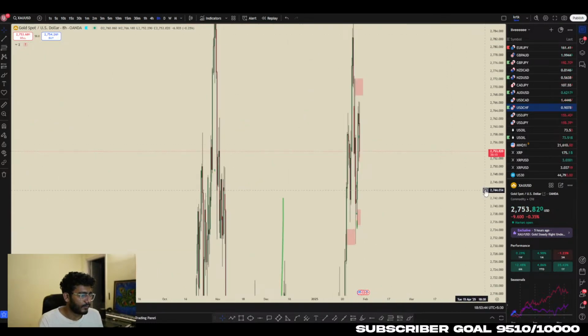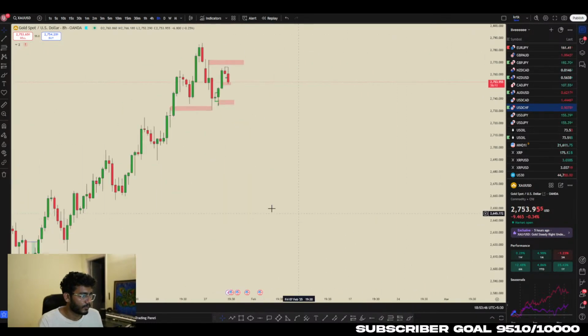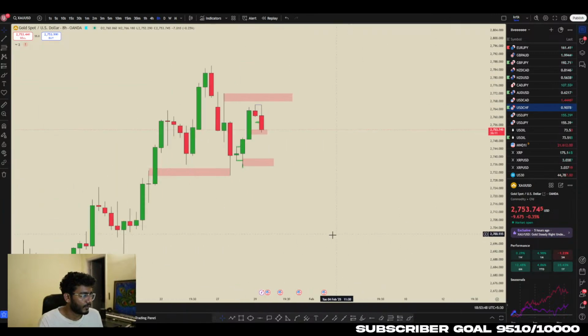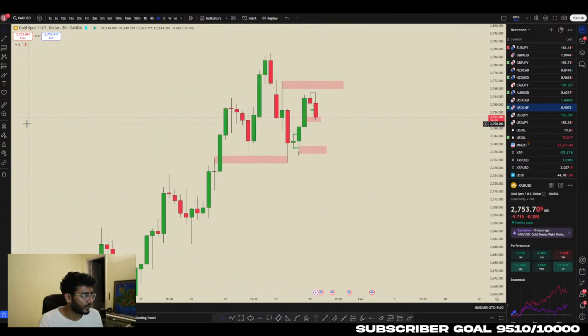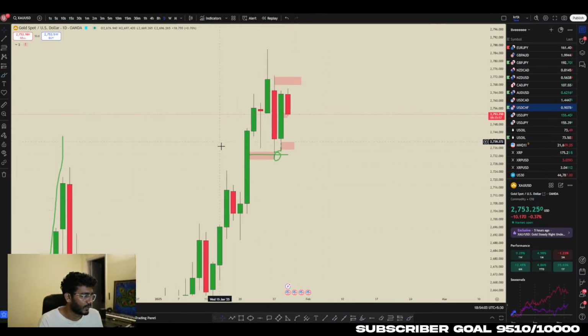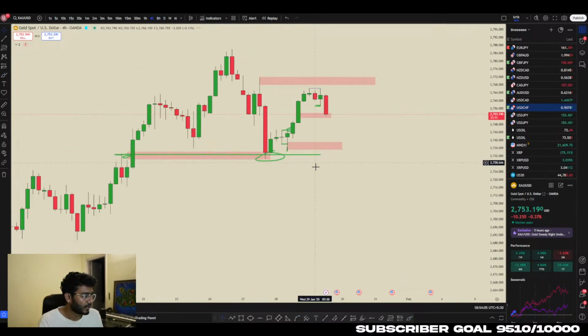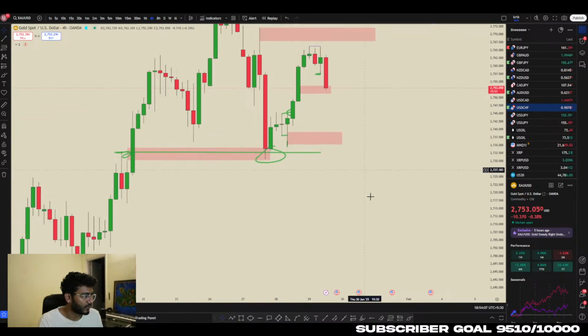On the daily time frame, on gold, price has fulfilled this order block. Like this was the imbalance. Price fulfilled this imbalance and induced this low. Okay, so this is on 8 hour. If you go to daily, we have a daily FVG. If you go to 4 hour, we can see this structure is fulfilled.